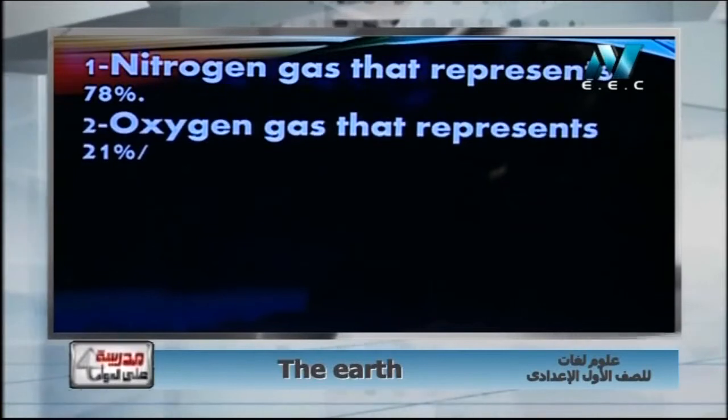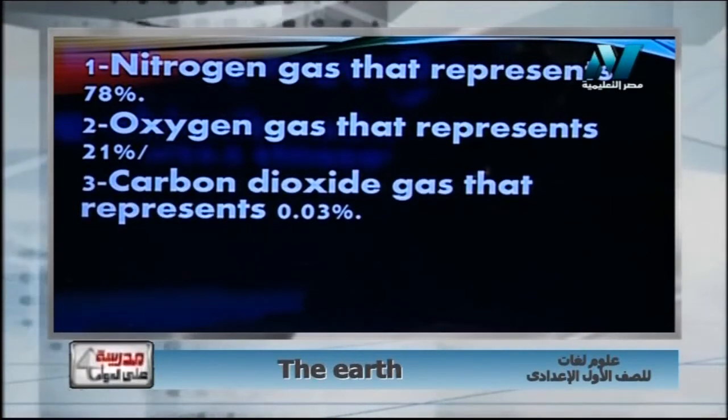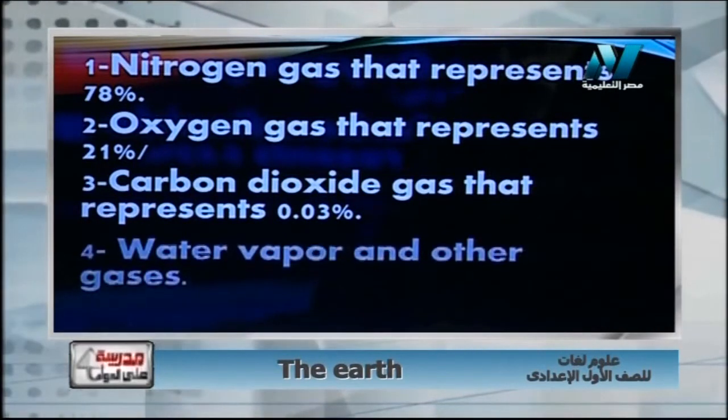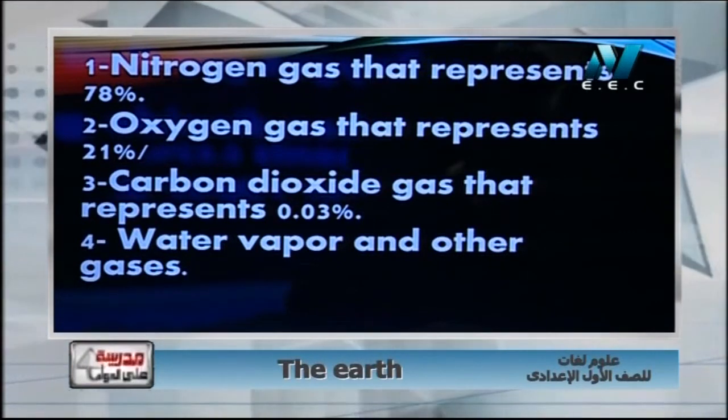It represents 78%, and it is the most abundant gas in the atmosphere of the Earth. Number two, oxygen, which represents one fifth of the volume of the air, 21% of air. Number three, carbon dioxide gas, which represents 0.03%. Water vapor and some other gases like helium and hydrogen represent 0.97% of the atmosphere. As you see, nitrogen gas represents 78%, oxygen gas 21%, carbon dioxide gas 0.03%, and water vapor and other gases 0.97%.